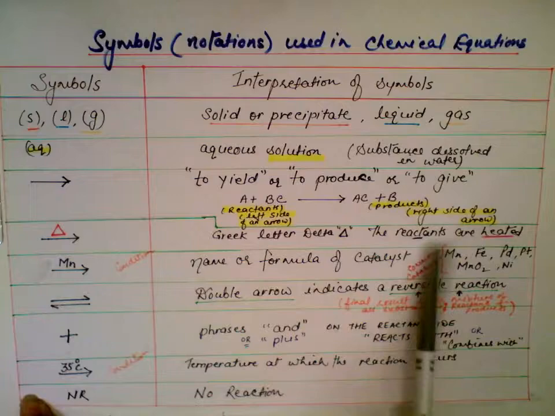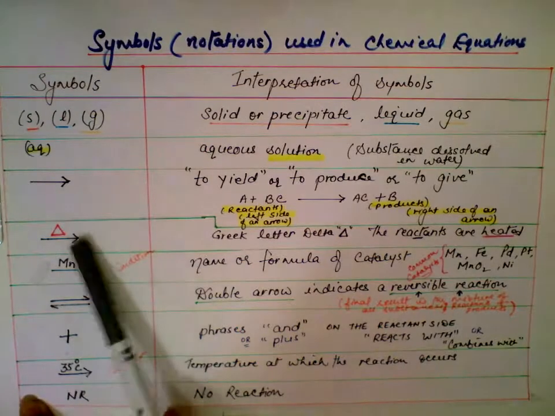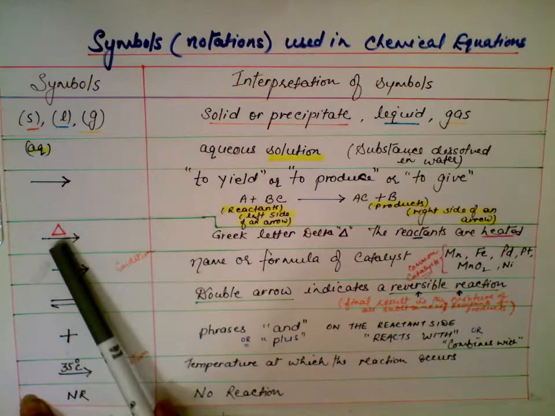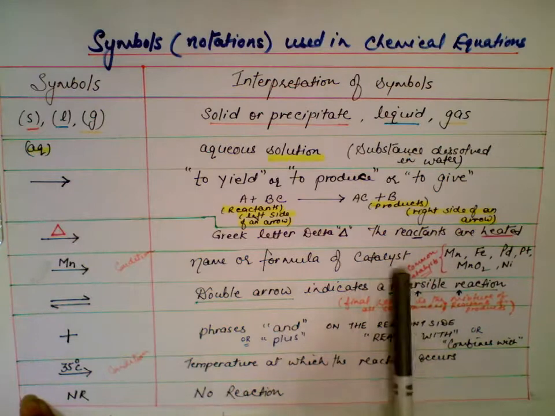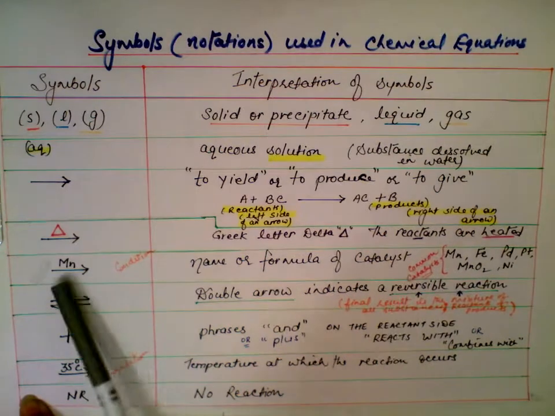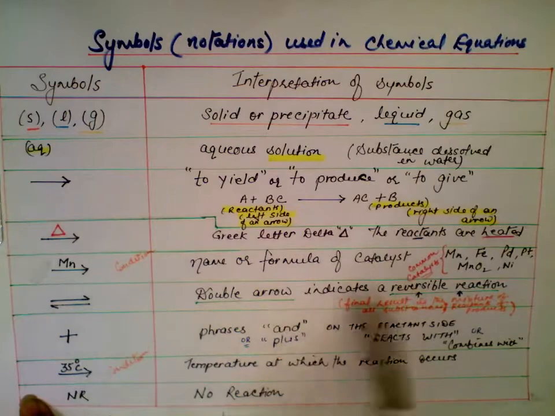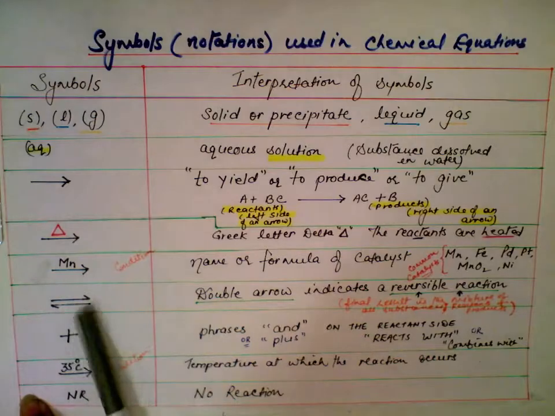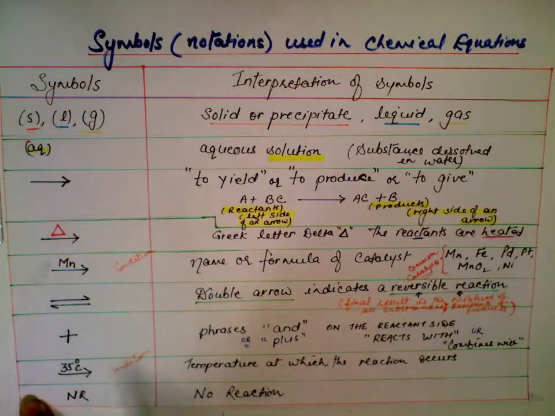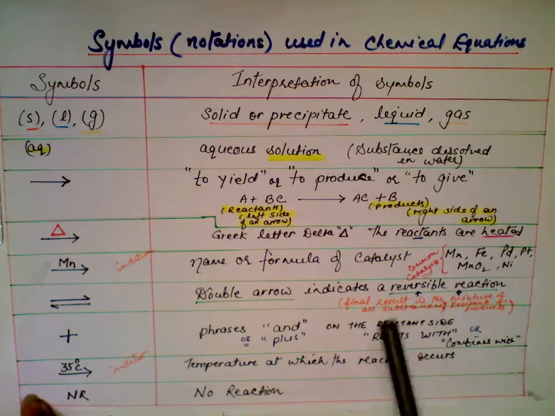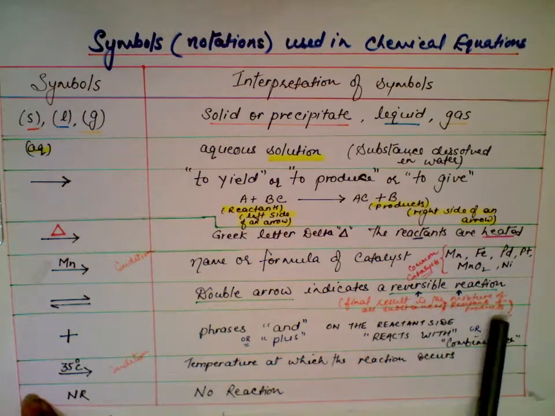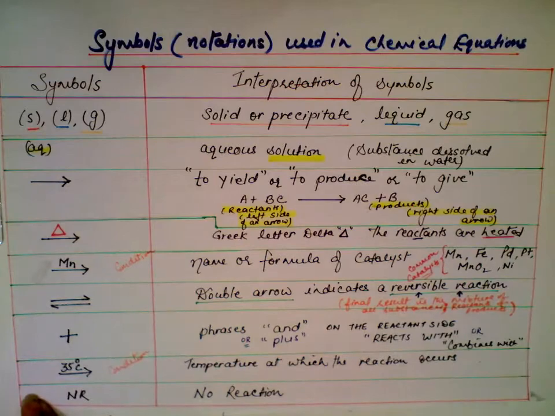When the reactants are heated, you indicate it by placing this little triangle, which is the Greek letter delta, right above the arrow. When catalysts are used to speed up the reactions, the catalyst is shown by putting it right above the arrow. And when the reaction proceeds both ways, forward and backward, you put a double arrow. That shows that it is a reversible reaction. So at the end, the final result will be a mixture of reactants and products. All of them will be there since the reaction is proceeding both ways, left and right.